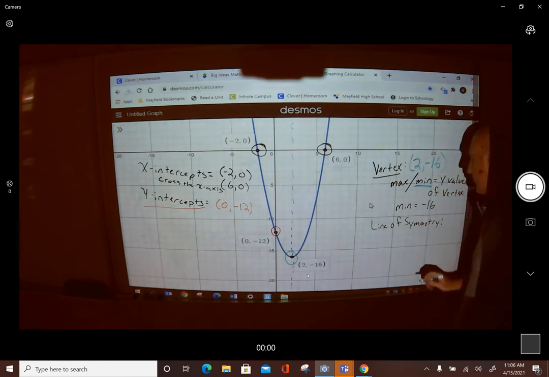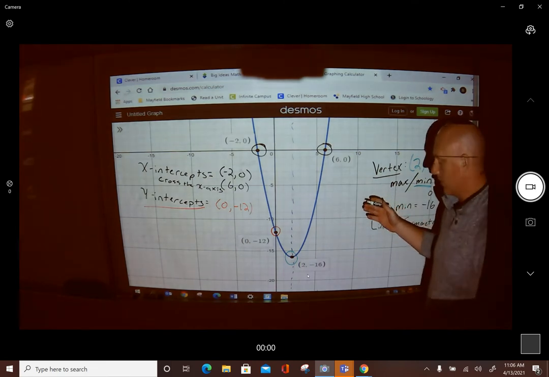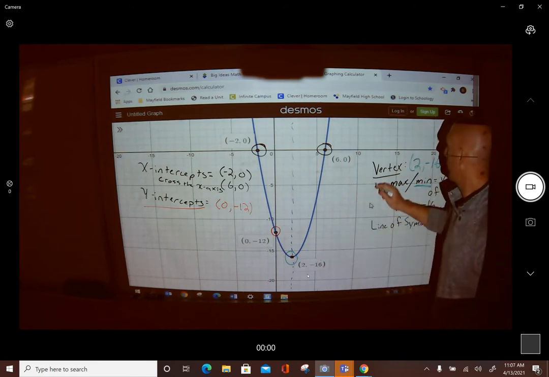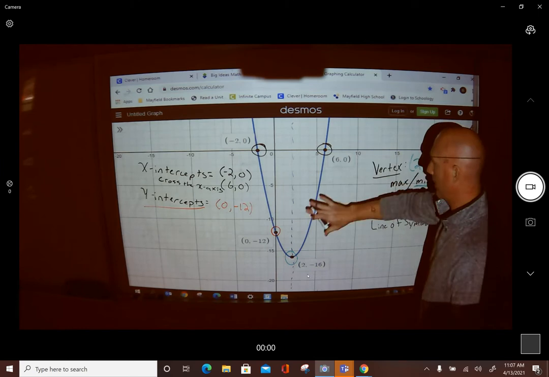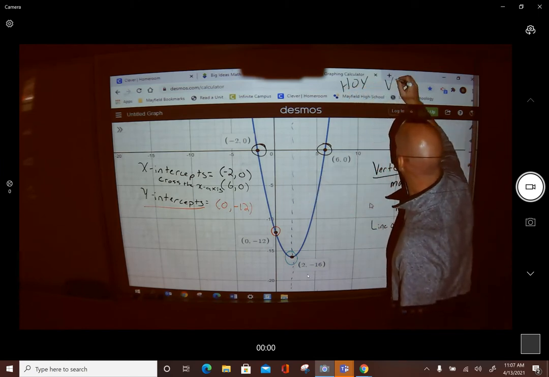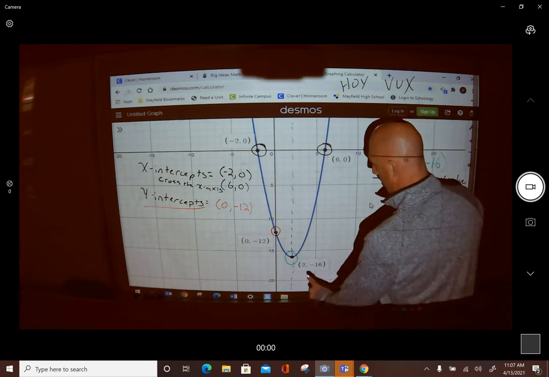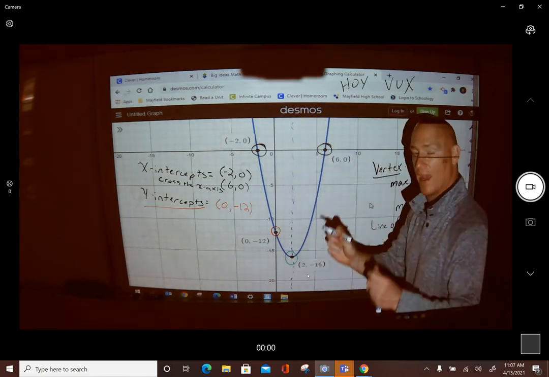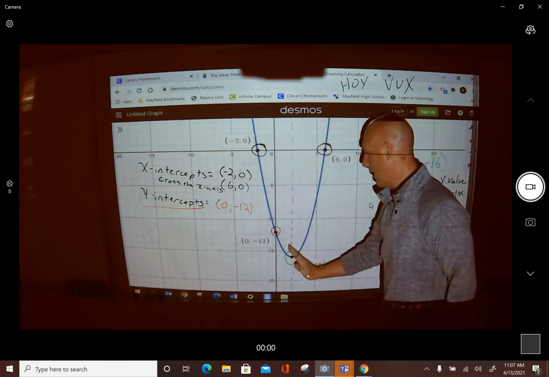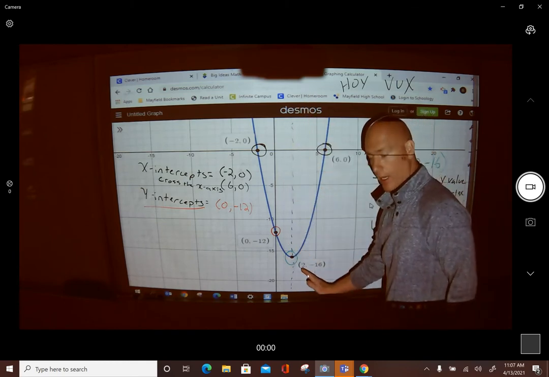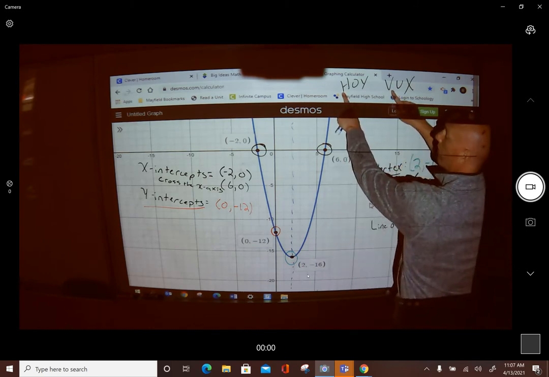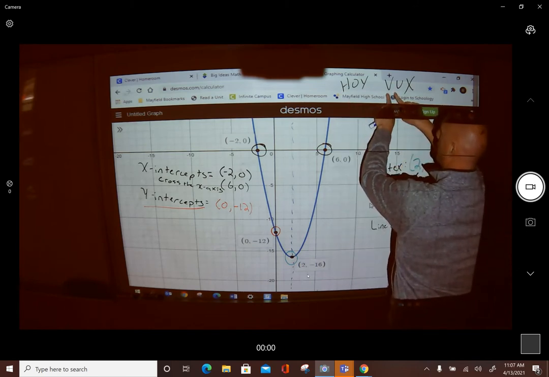Now, when you look at the line of symmetry, we have to remember back to our lines. Hopefully you can remember the concept. I'm going to write this up here. Hopefully we still remember HOY, VUX. Because when I look at this line of symmetry, like every other line of symmetry for a parabola you'll ever have, it's going to be a vertical line. Okay? If I have a vertical line, am I thinking HOY or VUX? You should be thinking VUX.